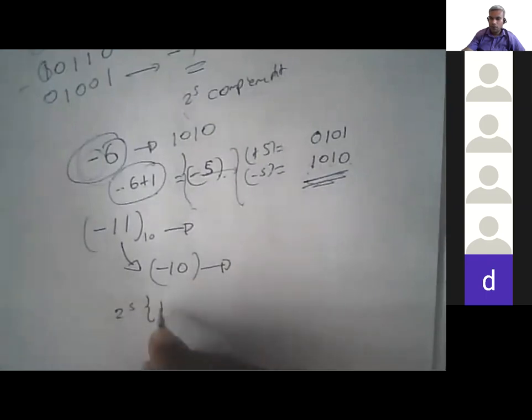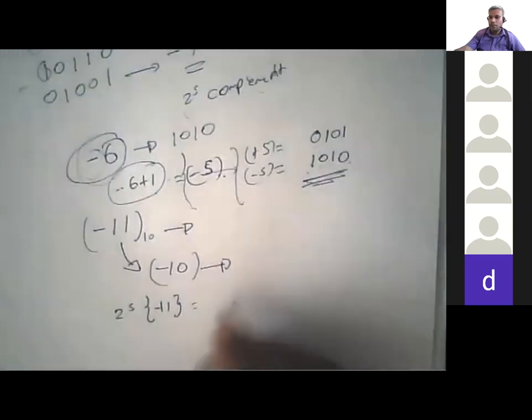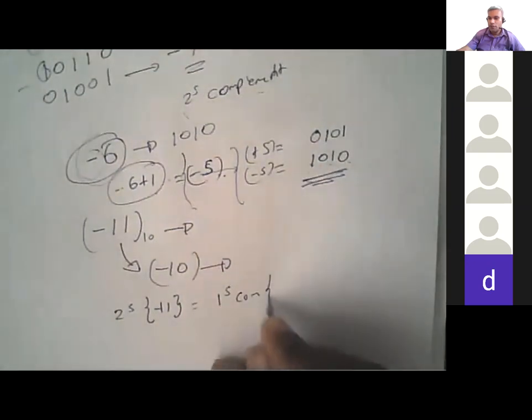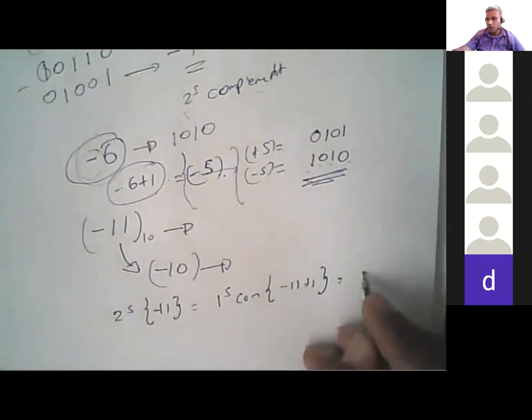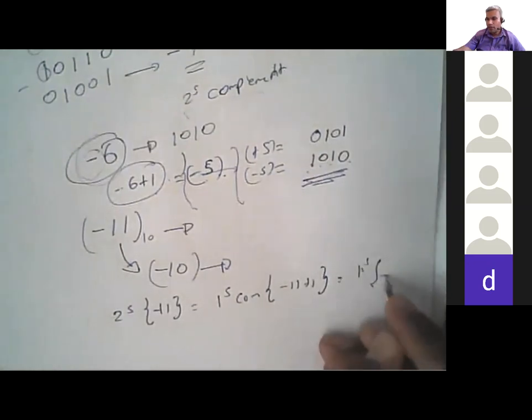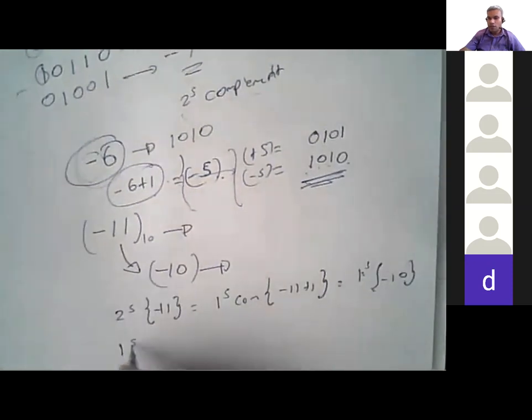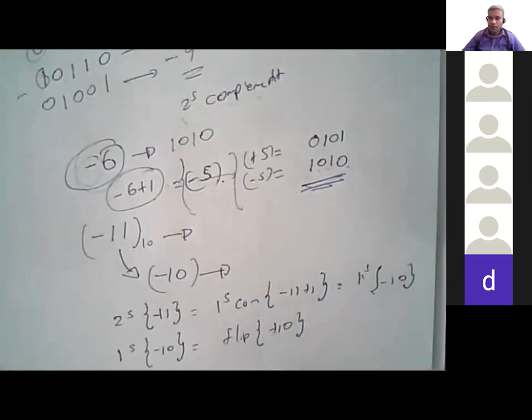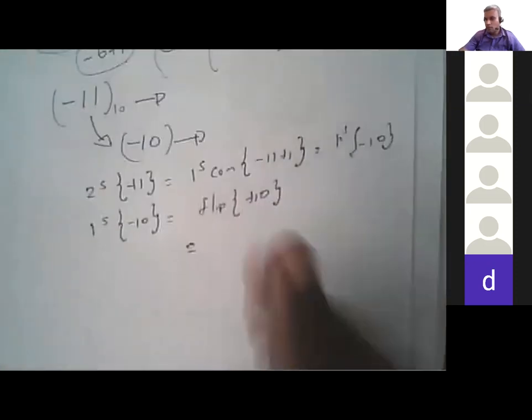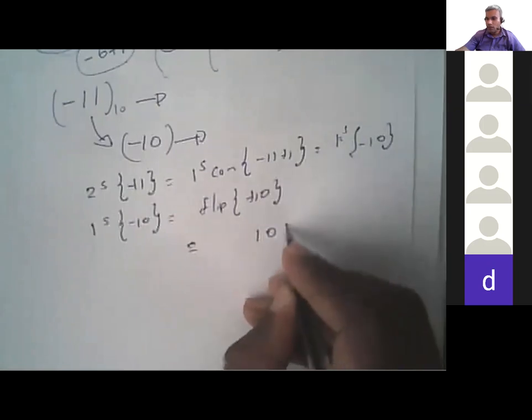We have to have 2's complement of minus 11. This is same as 1's complement of minus 11 plus 1, which is 1's complement of minus 10. So 1's complement of minus 10 is after flipping the bits of plus 10. Now plus 10 can be written as 8, 4, 2, 0.